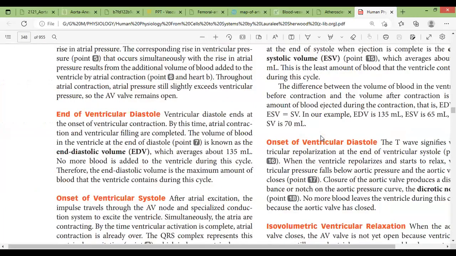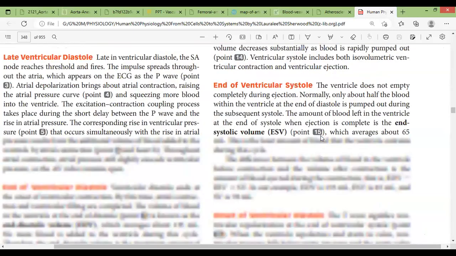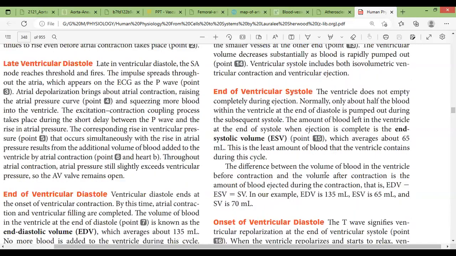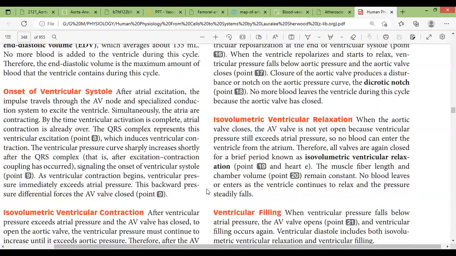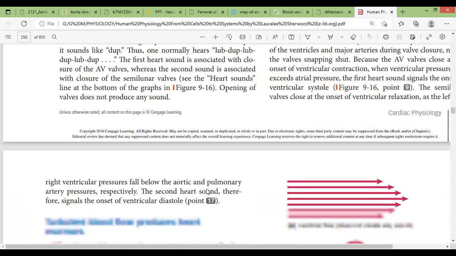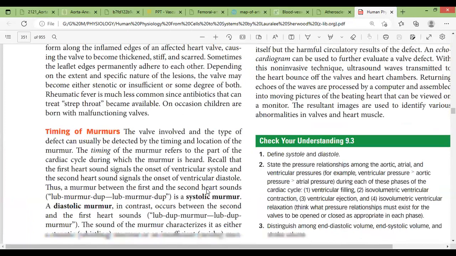For the various volumes, the stroke volume, the end systolic volume, the end diastolic volume, you just have to go through those by yourselves. This evening there isn't as much activeness as in the morning, so we'll skip through things because guys are not unmuted. Heart sounds we already talked about. Valves. Yeah, now let's go to cardiac output.